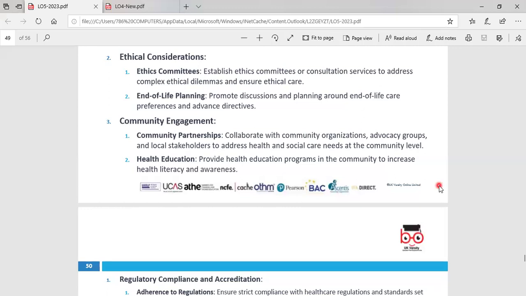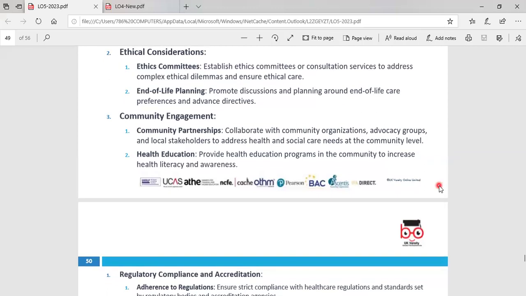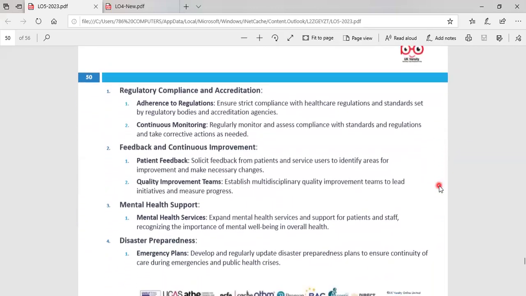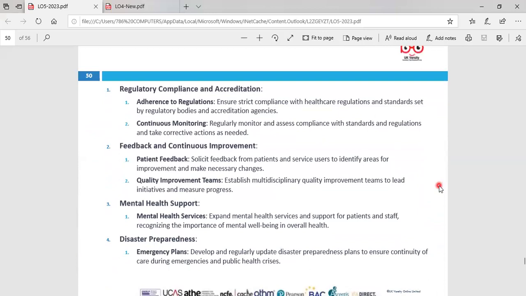Health education, as I said, very important. Health literacy and awareness is very important, considering that people have different myths, different backgrounds, different fears, and different expectations. Regulatory compliance, so you need to adhere to regulations. There should be continuous monitoring and accreditation systems should be there in order to make corrective action. So if you've not had that for a long time, you should then introduce this into your system.